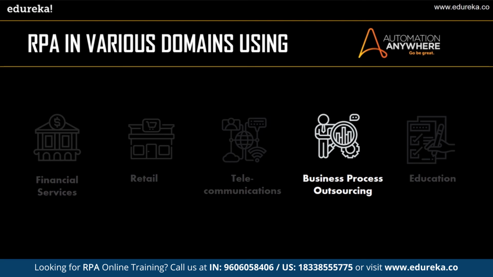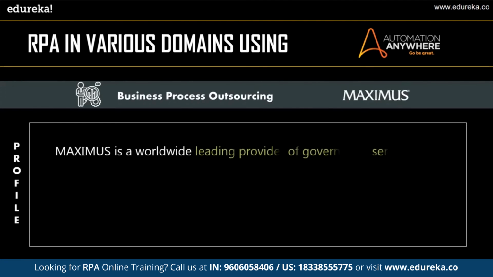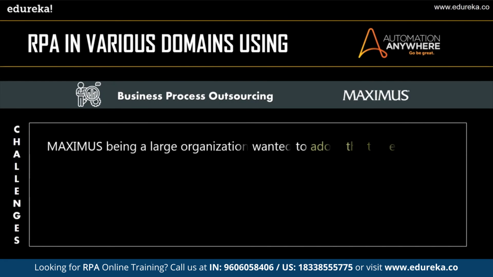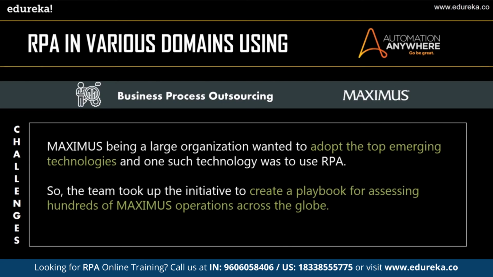To explain how RPA can be used in BPO or business process outsourcing, I've considered the Maximus organization. Maximus is a worldwide leading provider of government services and it designs, develops and delivers health and human services programs. This company has offices situated in 6 countries with their employees answering more than 7 million calls at contact centers every month. Now, Maximus, being one of the large organizations, wanted to adopt the top emerging technologies, and one such technology was to use RPA.